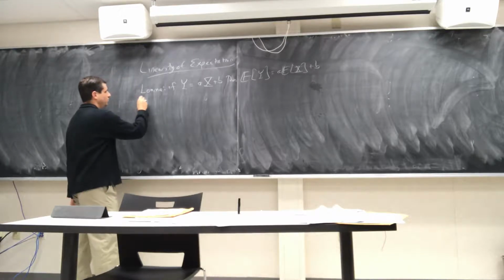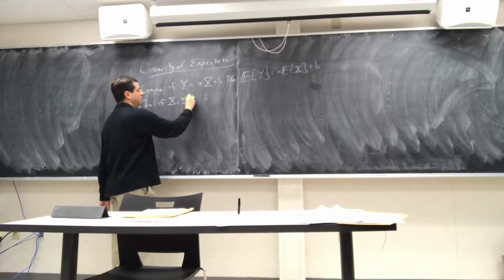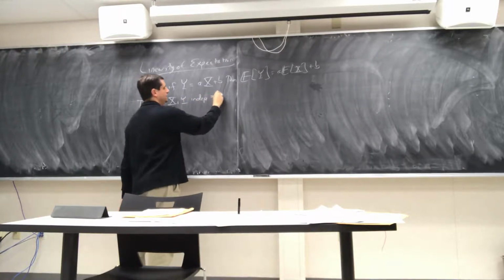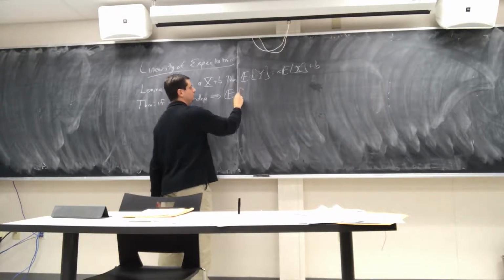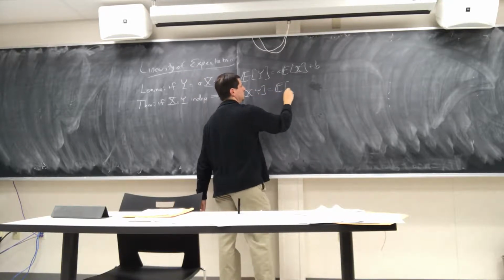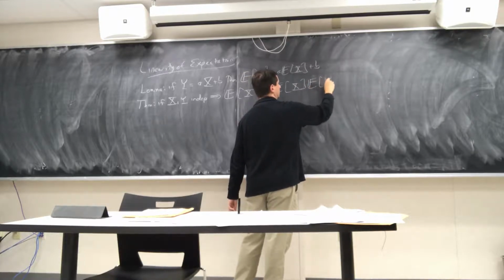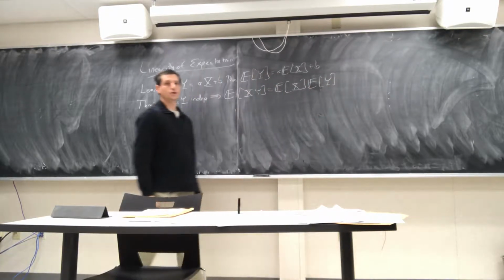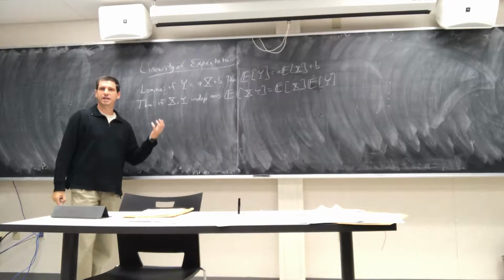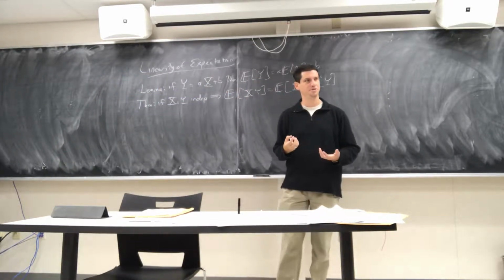The big one, we'll call it a theorem. If x and y are independent, then this implies the expected value of the product is the product of the expected values. So this is a terrific result. It means we can reduce the calculation of compound objects to simple objects.